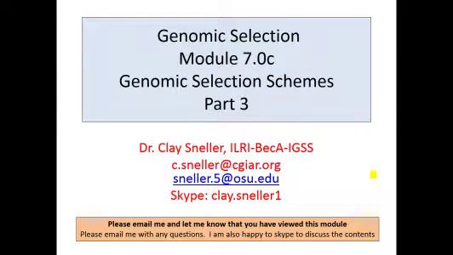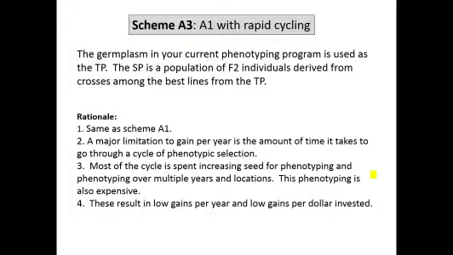Welcome to the third and final part of Module 7 on genomic selection, where we're discussing the genomic selection schemes that can be used in plant breeding. We have already talked about what I called Scheme A1 and Scheme A2, and now I'm going to talk about Scheme A3. This is basically the same as Scheme A1, but now we're going to throw some rapid cycling genomic selection alongside of it.